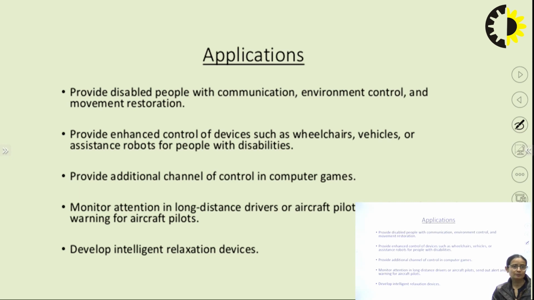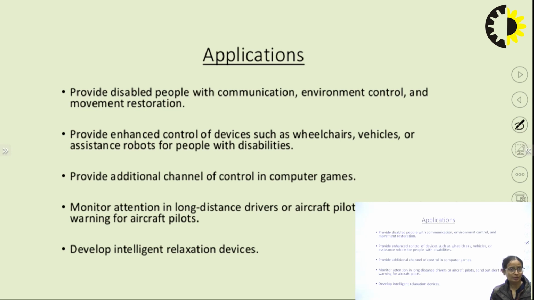Where BCI is being useful, it provides disabled people with communication, environment control, and movement restoration. Basically, it is being used in various applications related to disabled people, which help them in communicating or in controlling their environment and their day-to-day activity. It provides enhanced control of devices such as wheelchairs, vehicles or assistance robots for people with disability. That is, they give commands to these robots or to a wheelchair through their brain signals.